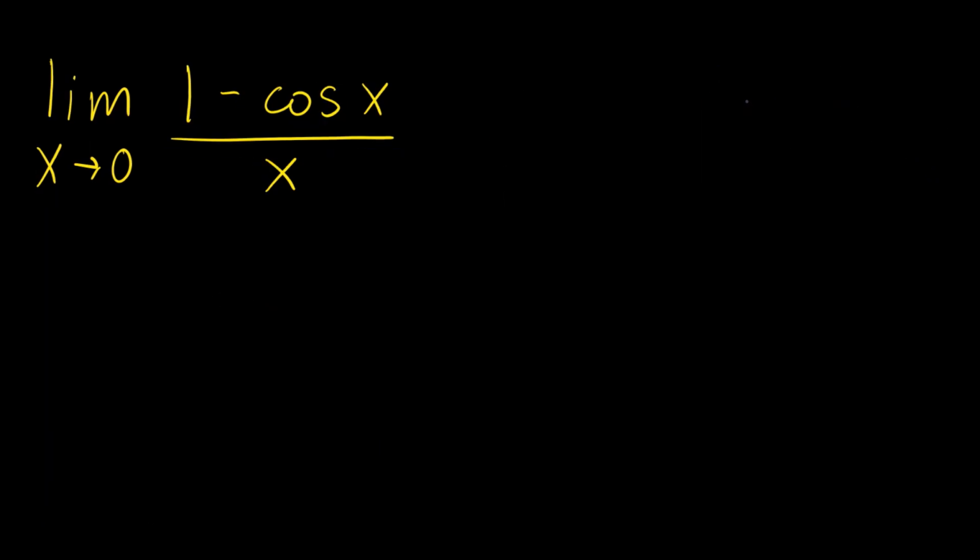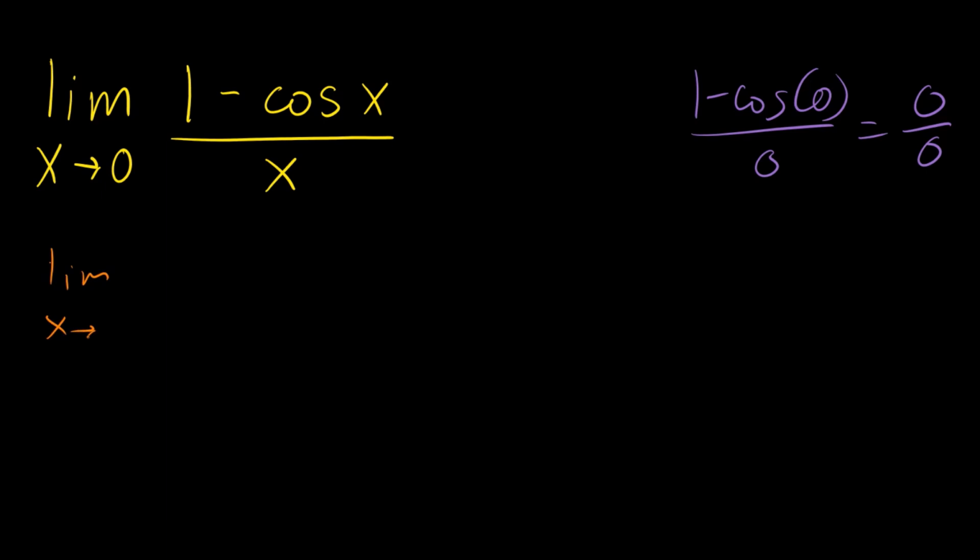So here we have the limit as x approaches 0 of 1 minus cosine of x divided by x. Plugging in that 0, we have 1 minus cosine of 0 divided by 0, and that is once again a 0 divided by 0 situation. So the trick for this limit is actually multiplying it by the conjugate of the numerator. So we have the limit as x approaches 0 of 1 minus cosine of x, and that will be multiplied by 1 plus cosine of x.